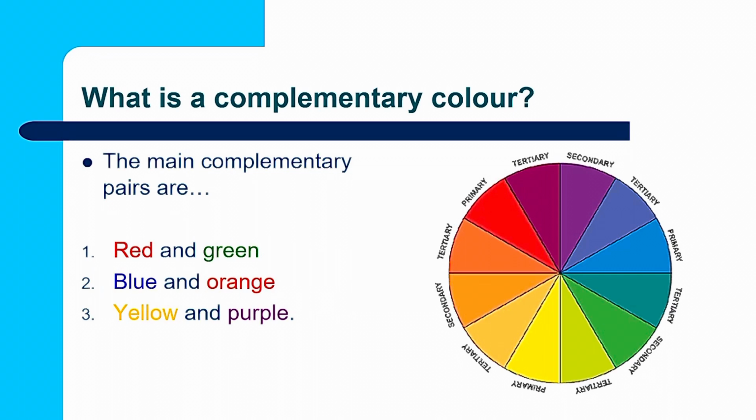You can always work out what the primary complementary colour is by putting the other two together. So if you've got red, you would add blue and yellow together to make green. If you've got blue, you would add red and yellow together to make orange.